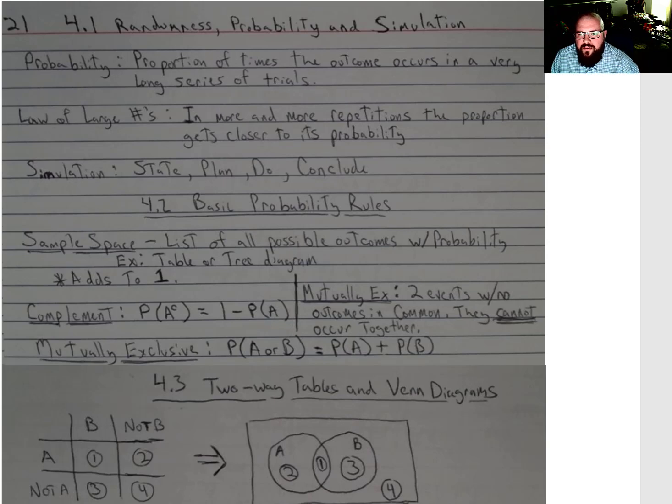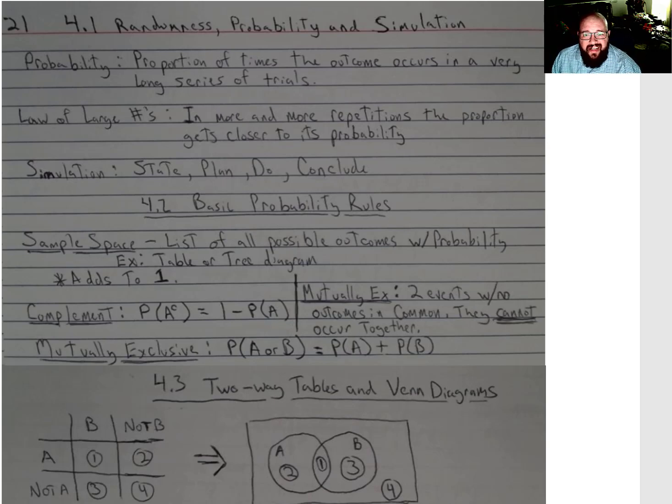Then we're going to jump into 4.2, which is basic probability rules, and we'll talk about a sample space, right? A list of all possible outcomes with a probability. So in other words, we'll do examples of tables or tree diagrams. And the trick to that sample space when we're talking about these tables or tree diagrams is the probabilities will all add up to 1. Or if you want to think about probability in a percentage, they all add up to 100%. That's the key thing there, and a good fail-safe to check on is if it all adds up to 1 or at least 100%, however you're doing your probabilities, either in percentages or in decimal values.